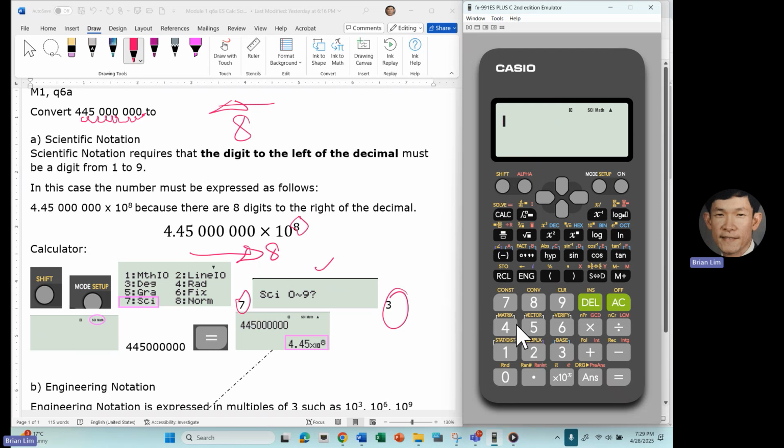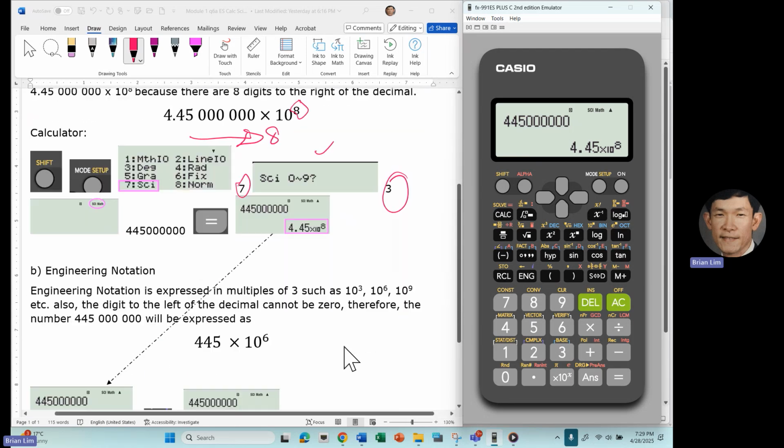Now then we enter the number. So the number is 445,000,000. And then we press equal as it indicates right there. And there we are, we have the answer, 4.45 by 10 to the 8th. And that is the correct answer.